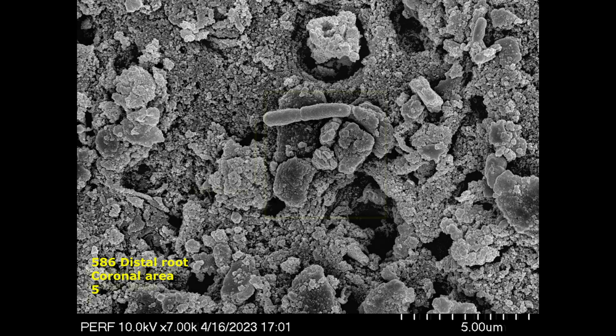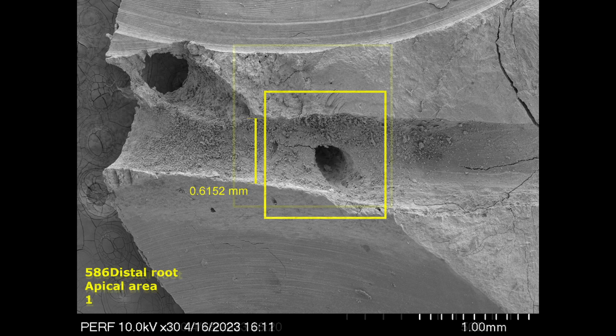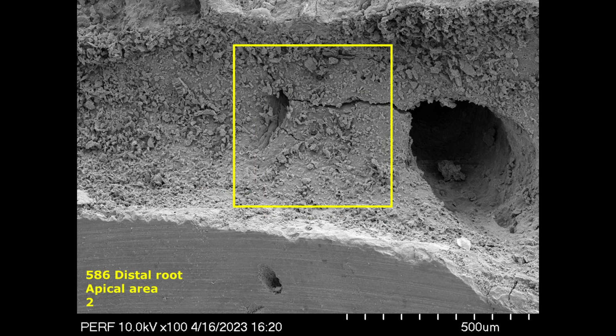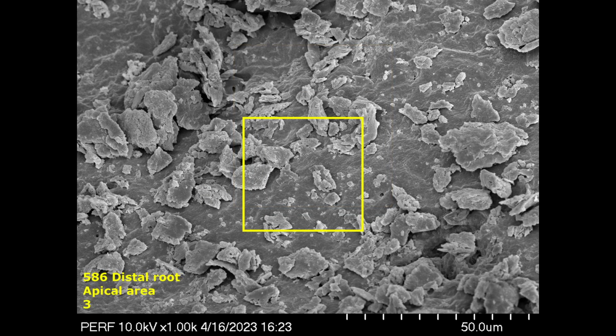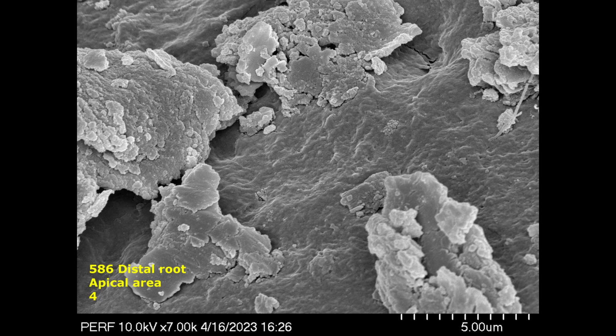When you go down to the apical area in the distal root, again, you see a lot of debris and more of a classic appearance of the mineralization front. I was not able to really detect any overt bacterial morphotypes or exposed dentinal tubules. I suggest there is minimal demineralization that has taken place here.